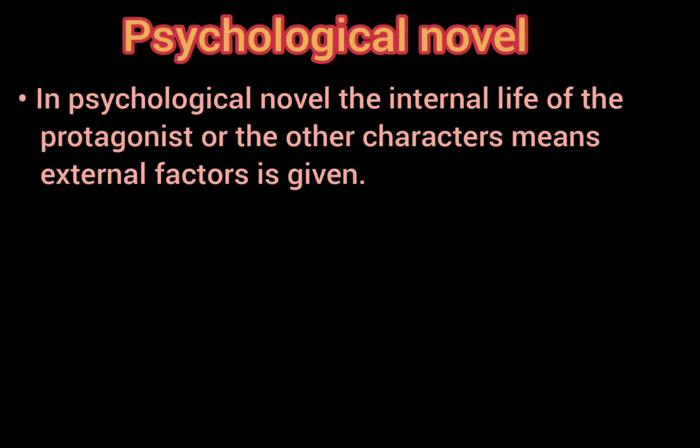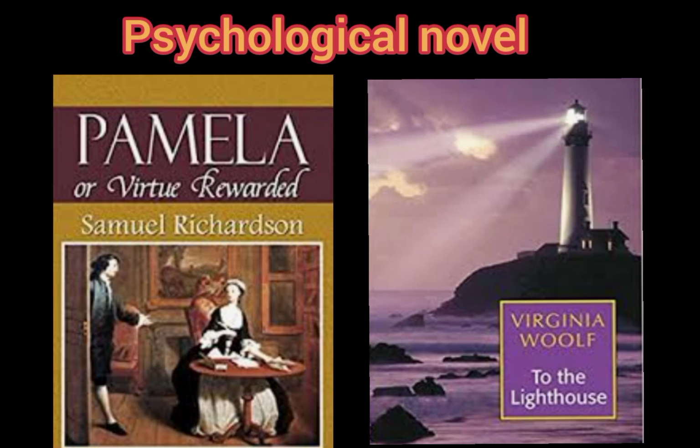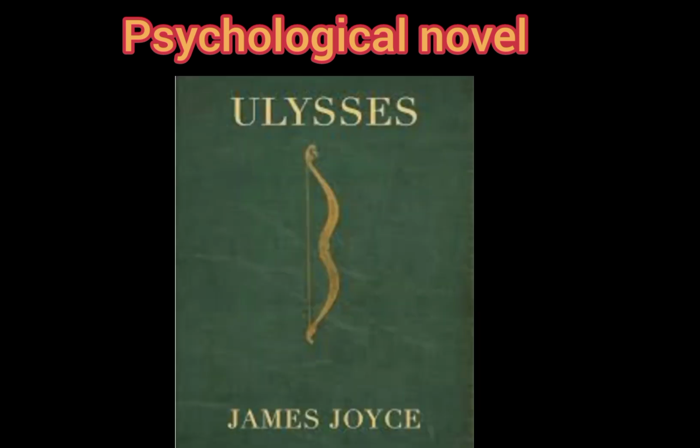Then let us turn to psychological novel. In a psychological novel, the internal life of the protagonist or the other characters is given more importance than external factors. Protagonist means main character or person in the novel. The examples of psychological novels are Pamela by Samuel Richardson. This novel is told from the heroine's point of view. Then To the Lighthouse by Virginia Woolf, and Ulysses by James Joyce.